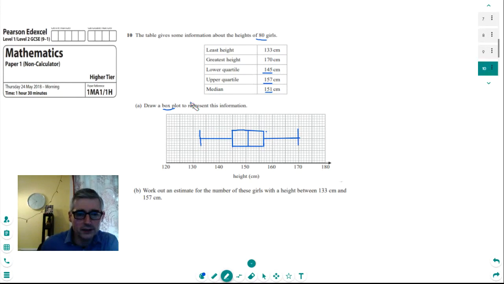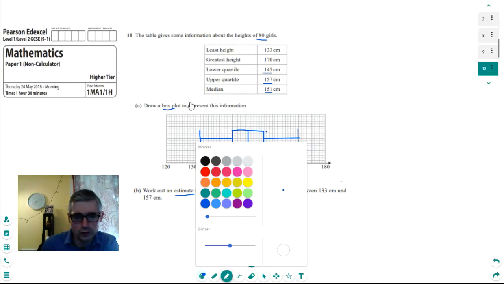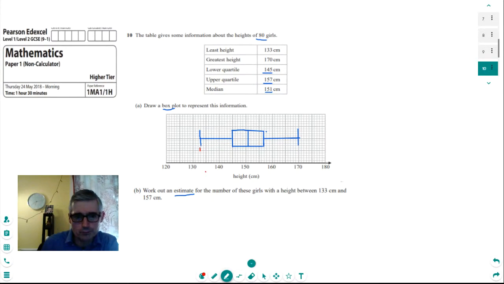Now, on part B, we're asked to work out an estimate for the number of girls with a height between 133 and 157. So what that is, from the least height, I'll show this in a different colour, from the least height, which is at this point, to the value which is actually 157, which is the value of the upper quartile, which is there.